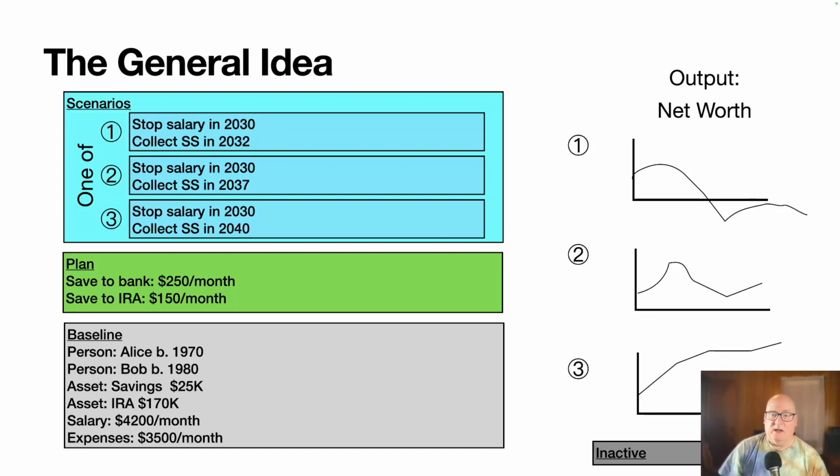All right, and then I want to set up some scenarios. One is the choice of when do I retire. So I could, let's see, this one stop salary in 2030 and then collect Social Security in 2032, 2037, or 2040. So normally it's age 62, 67, or 70, at least for people born in the 60s or later, I think. Maybe it's late 50s.